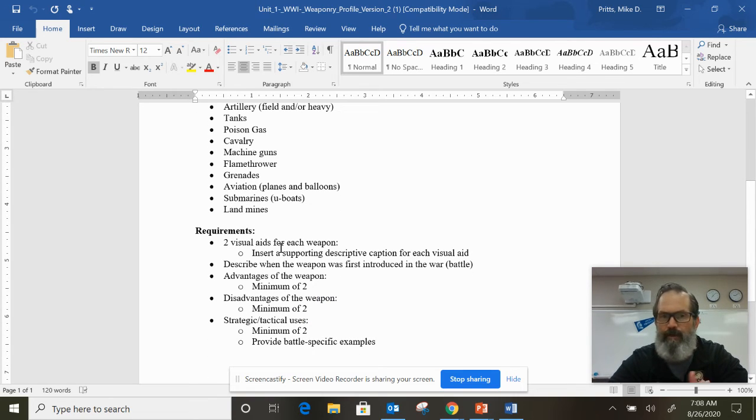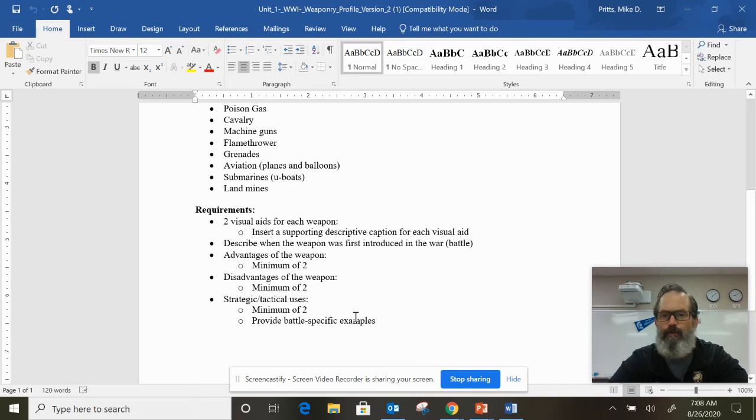A visual aid can be a picture of it. It could also be like a schematic from a technical manual. And then describe when the weapon was first introduced in the war, advantages and disadvantages, two advantages and two disadvantages for the weapons, and then strategic and tactical uses, and try to include a specific battle.